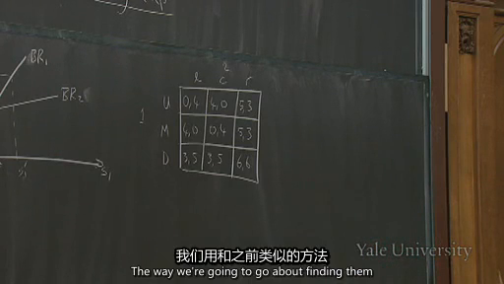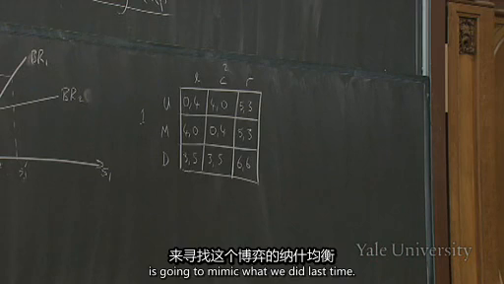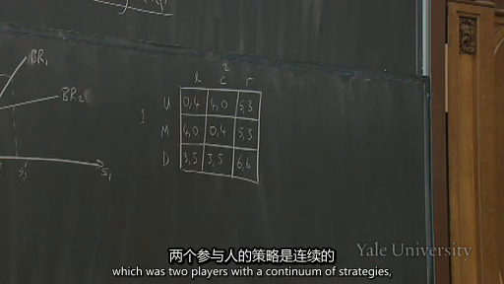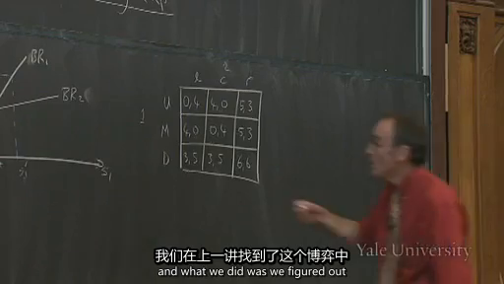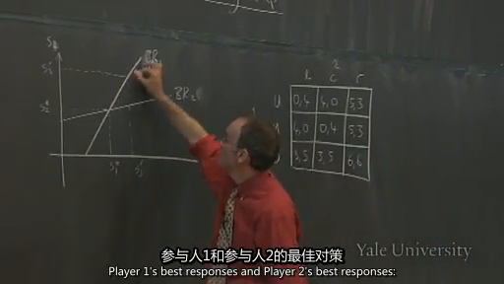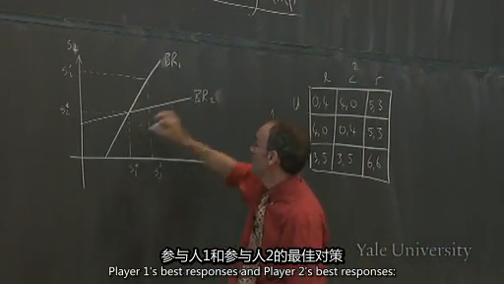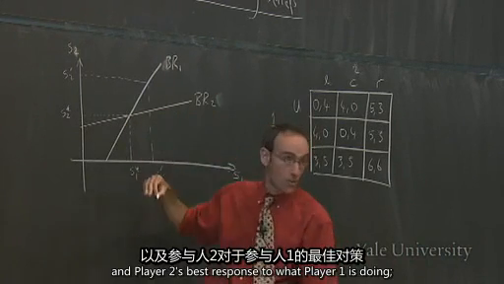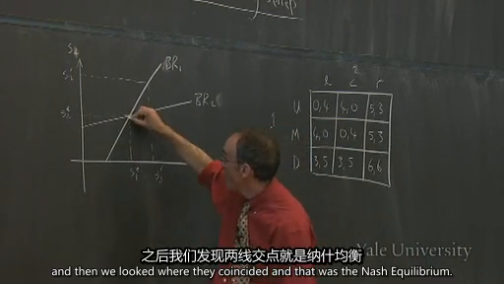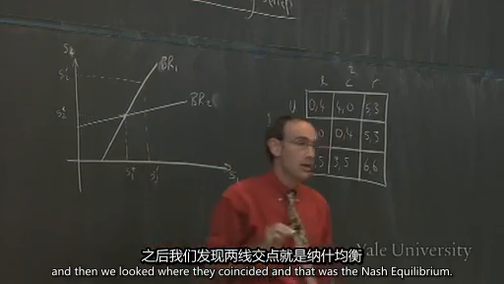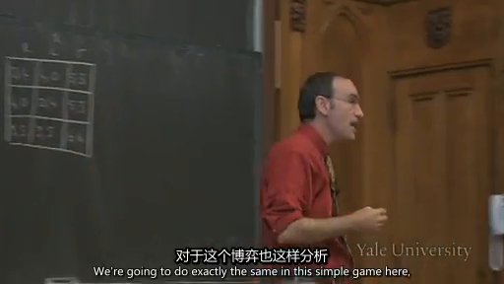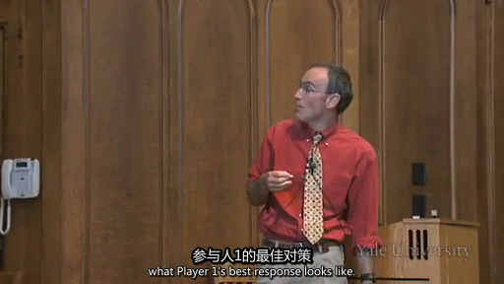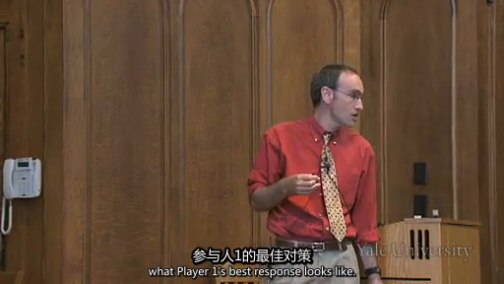And the way we're going to go about finding them is going to mimic what we did last time. Last time, we had a more complicated game with 2 players and a continuum of strategies, and what we did was figure out player 1's best response to what player 2's doing, and player 2's best response to what player 1's doing, and then we looked where they coincided, and that was the Nash equilibrium. We're going to do exactly the same in this simple game. So we're going to start off by figuring out what player 1's best response looks like.